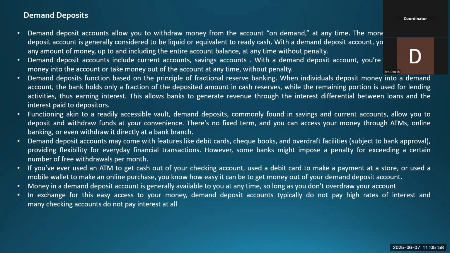Assets are the lending that the banks do. The loans that the bank gives to its customers are called assets. The deposits that the bank collects from its customers are called liabilities. And we have seen there are two types of liabilities, demand deposits and term deposits.